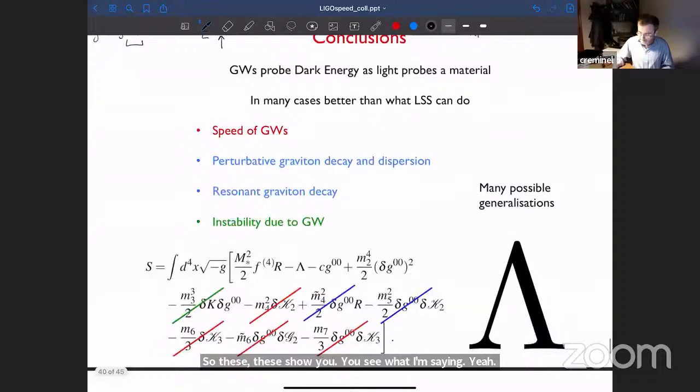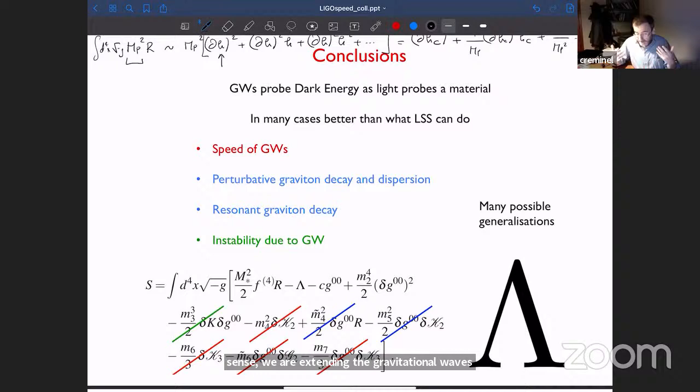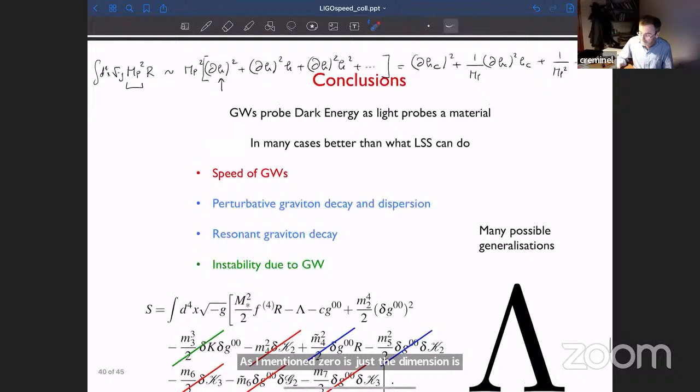We have these because, in some sense, we are extending the gravitational action with additional terms that describe dark energy. So here the metric has dimension zero. It's just the dimensionless perturbation in the metric. But if you play the same game here and go to canonical normalization, you're going to get interactions which are suppressed by a certain mass scale. For instance, let me show an example here.